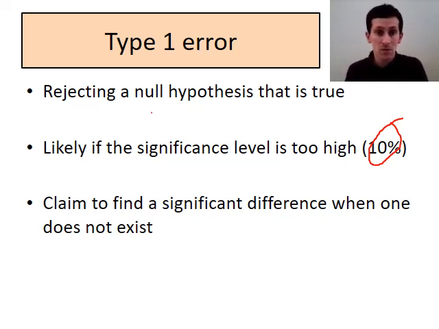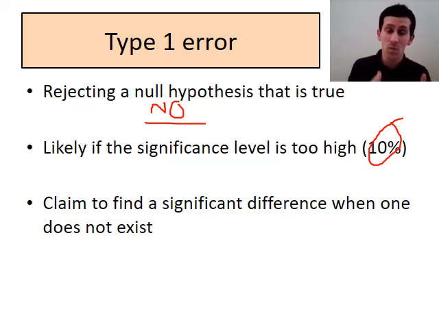Remember, the null hypothesis will say there is no difference. So we're rejecting the null, we're saying there is a difference, when in fact the null hypothesis was correct. There wasn't a difference at all.